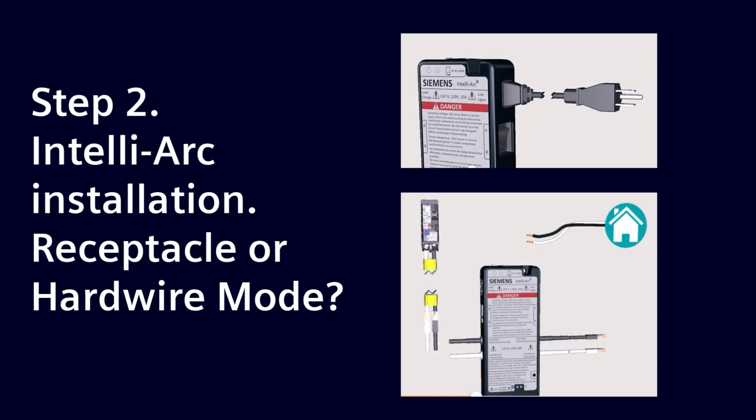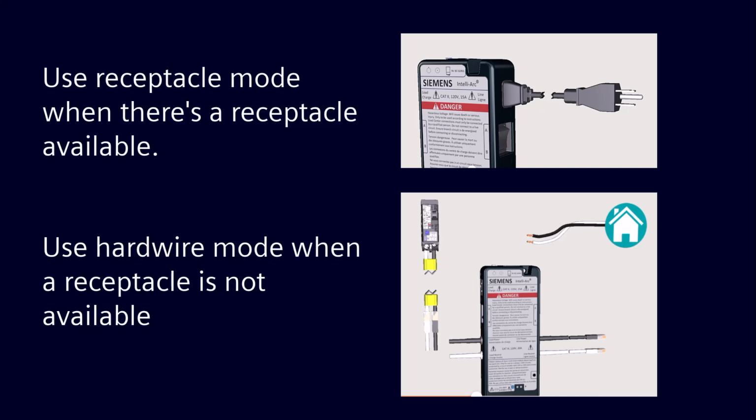Step 2. Decide the IntelliArc installation type. If the circuit has a receptacle, install the IntelliArc in receptacle mode. The RF arc noise will appear in the circuit, so it does not matter which receptacle you plug into as long as it belongs to the circuit you're troubleshooting.